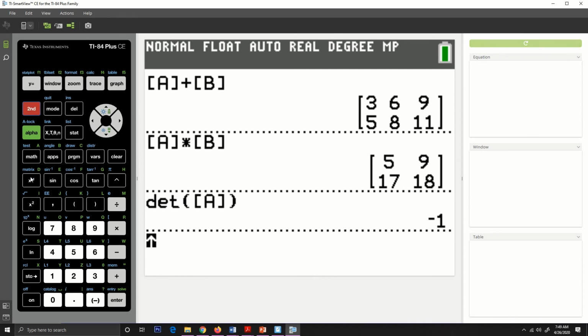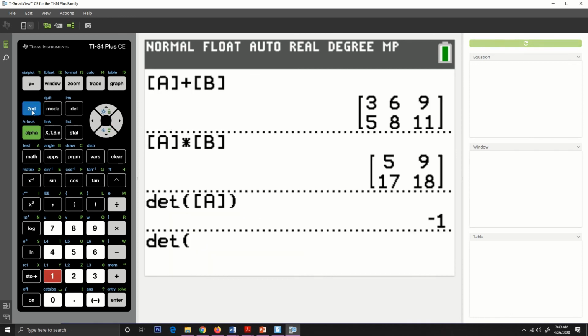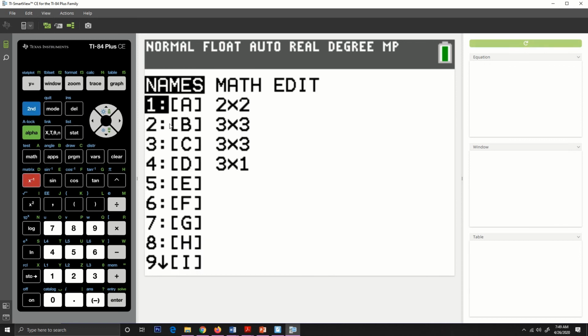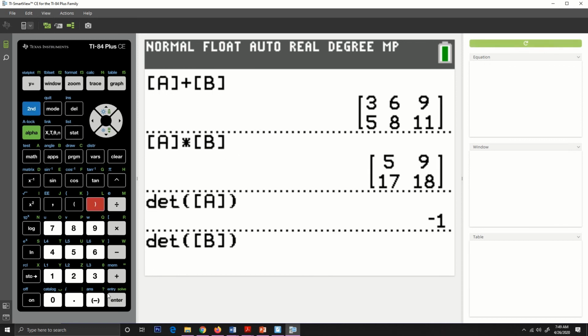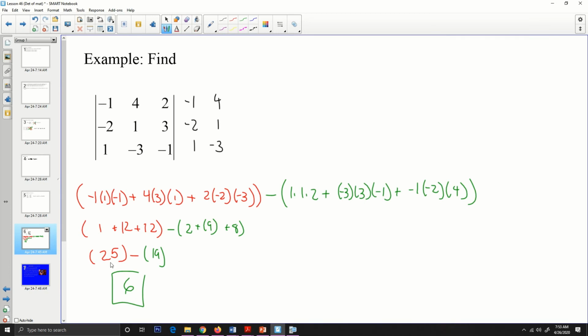And we're going to again go second matrix. We're going to go over to math, hit 1 for the determinant, hit second, hit matrix. We put it in B this time, so we're going to hit 2, hit enter, and hit C. And since those match up, I am done, and that's all I have for today.